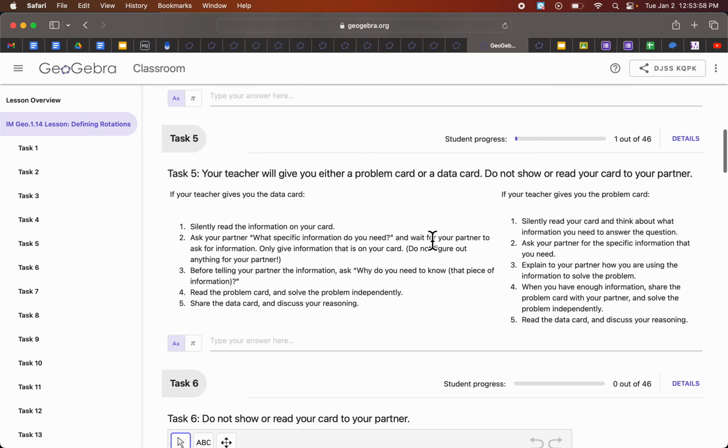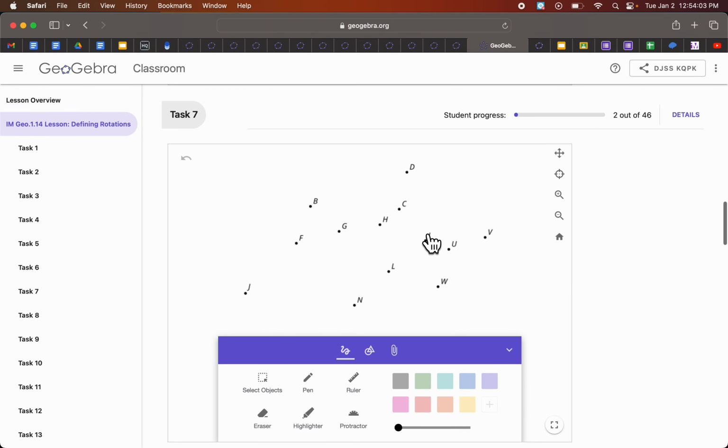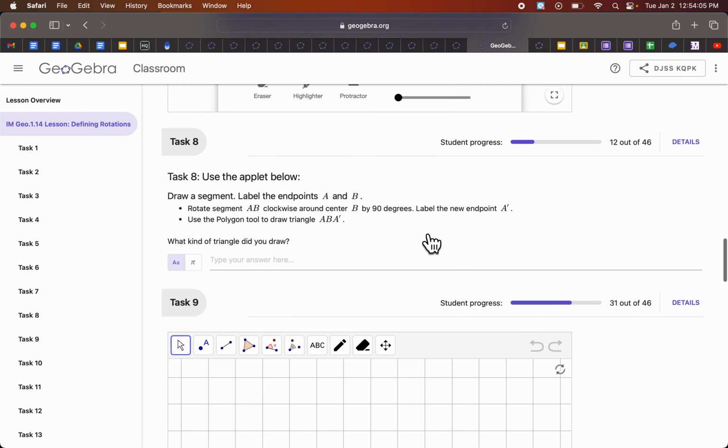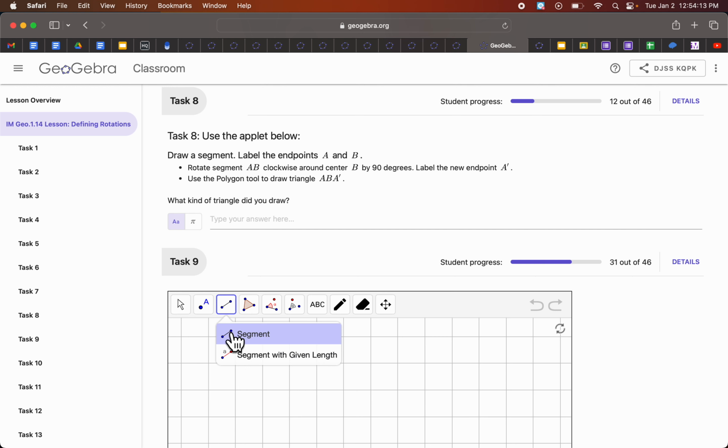Okay, we are skipping task 5, skipping task 6, and skipping task 7. We are looking at 8. Okay. It says draw a segment, label endpoints A and B. Okay, I can do that. Line segment. I'm just going to go boop and boop, right? I guess I'm labeling them A and B.